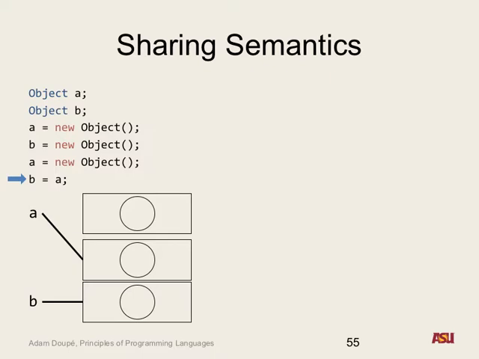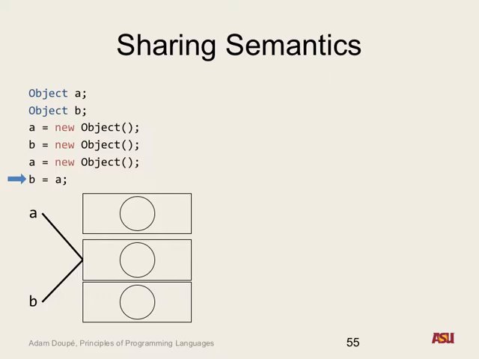Then when I set B equals A in sharing semantics, what's going to happen? The arrow between B and its box is going to move to the box that A refers to. So B and A are both going to refer to that same object. Does this look familiar? Is this C code? No. Java, yeah. Java gets a little wonky, but it has a form of sharing semantics.